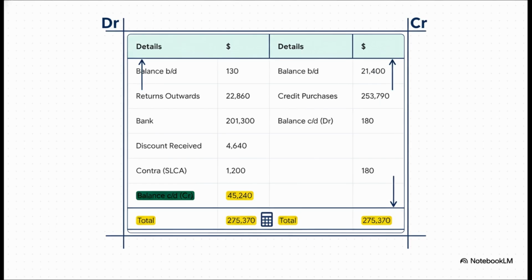We're also told there's a closing debit balance of $180. Since that's a balance we're carrying down, we post it to the credit side to close it off. Okay, let's total up the credit side. $21,400 plus $253,790 plus $180 gives us a grand total of $275,370. Since the account has to balance, the debit side must also total $275,370. The final step is to find our balancing figure. We take the total of $275,370 and subtract all the other debits. And that gives us our answer for the closing credit balance, $45,240.